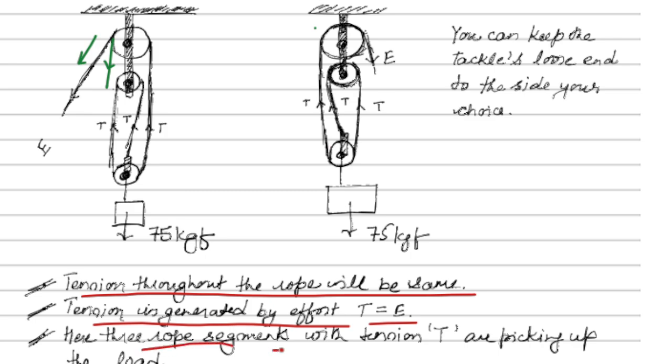Here, three rope segments with tension T are picking up the load. How are we seeing it? How many strands of the tackle are supporting the load? The load is downwards on this side, but upwards, if you see, there are three strands. One is here, second is this, and third is this. So there are three strands which are supporting this load. This becomes important because it clearly gives us the velocity ratio.